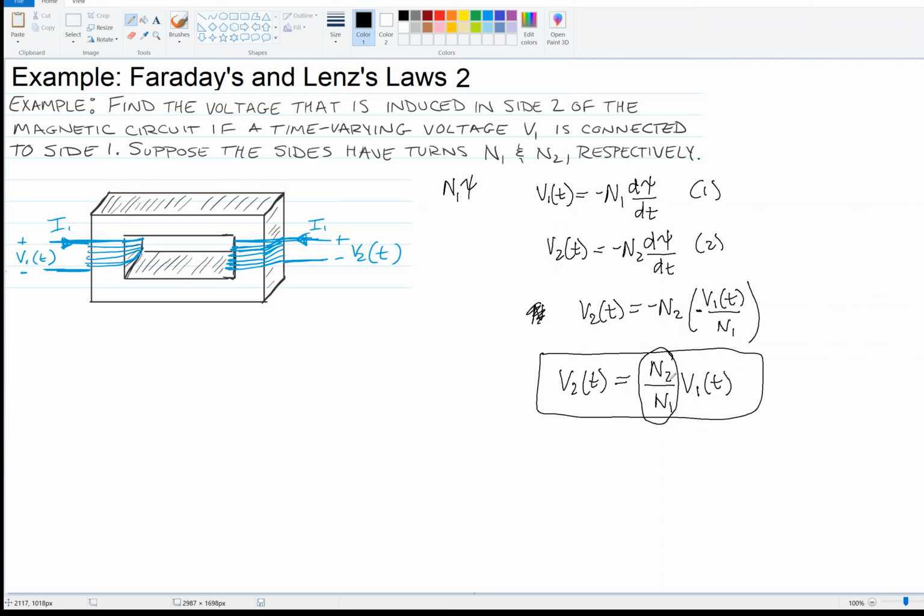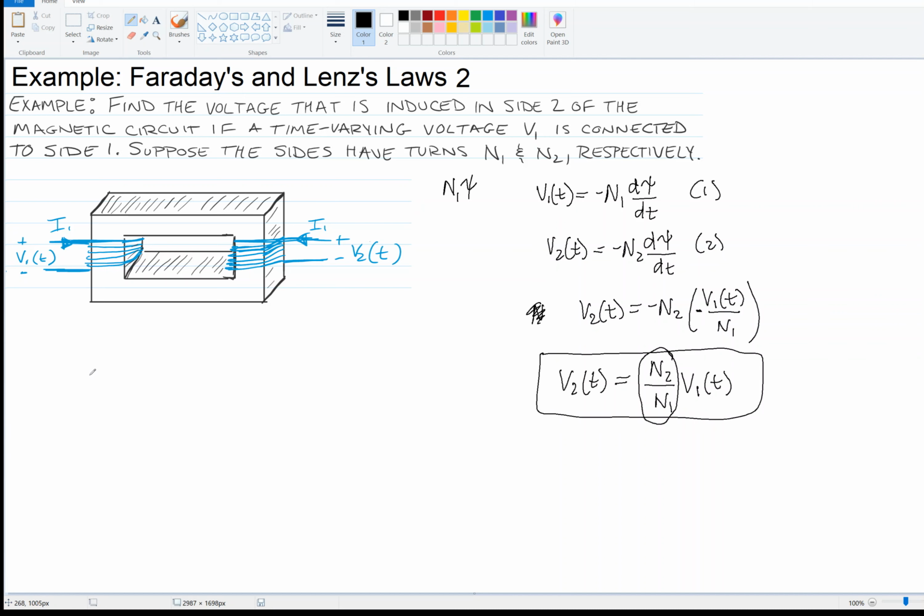And if I need to step down the voltage, then I'll make the turns N2 less than the turns on the left, N1, so this fraction is less than 1, and when I multiply that by the voltage on the left, I get a smaller number than the voltage on the left. This is called a transformer. That's exactly how a transformer works. It transforms the amplitude of V1 based on the turns ratio N2 over N1.